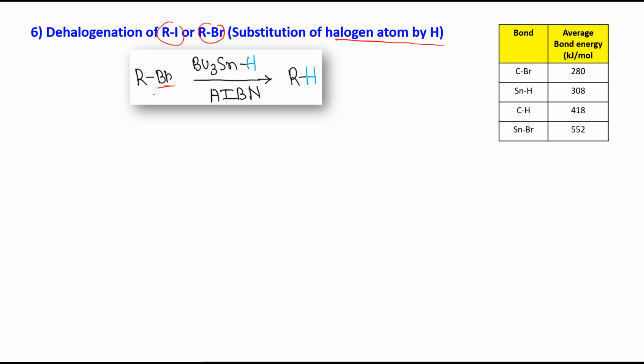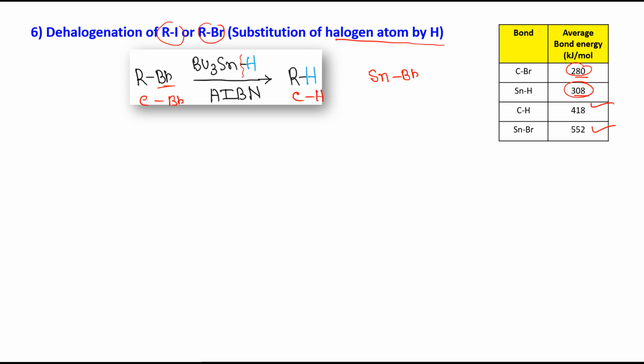Now in this case we are basically breaking the carbon-bromine bond. Look at this value, 280 kilojoule per mole. We are also breaking the Sn-H bond. This is 308. And instead we are getting a carbon-hydrogen bond, and we will also get Sn-Br bond formation as byproduct. That means these two bonds are formed, these two bonds are broken. Now look at the values: the bonds that are formed have higher bond energy. That means this is a driving force that we can move from left hand side to right hand side. C-Br, Sn-H, these two bonds are broken. C-H, Sn-Br, these two bonds are formed.